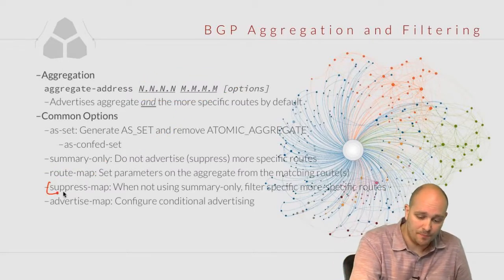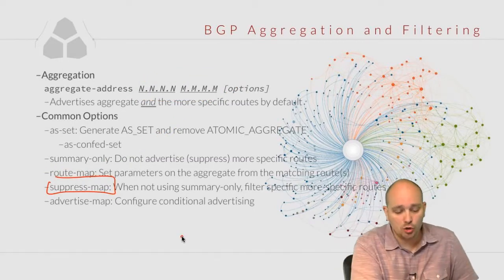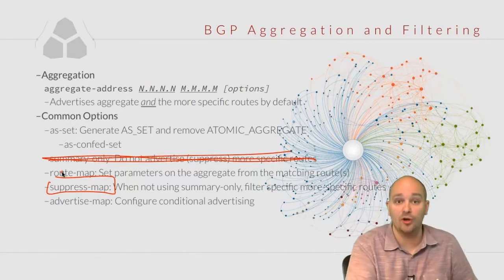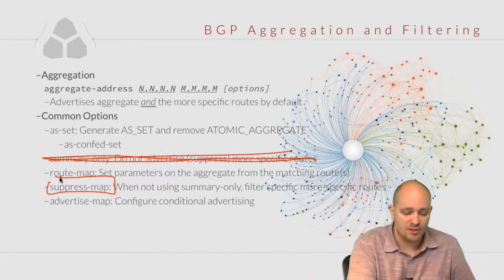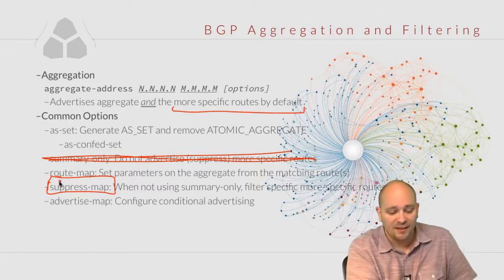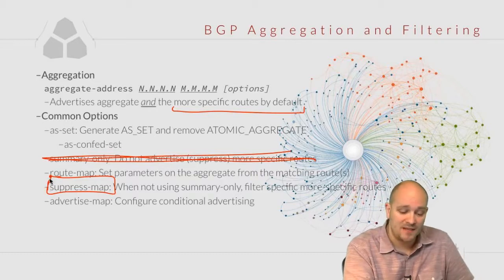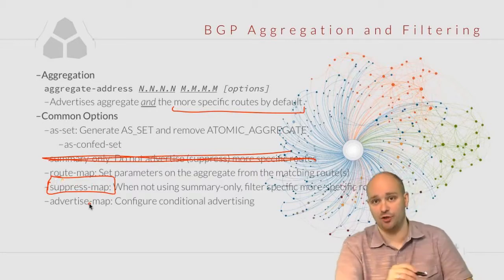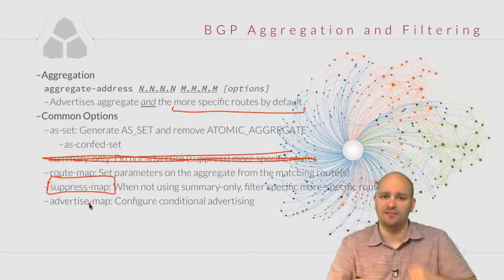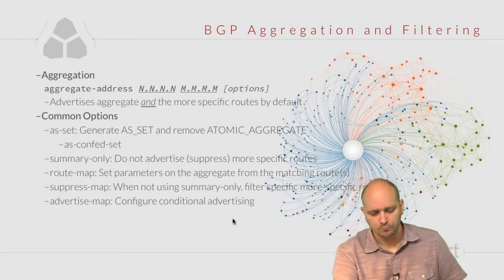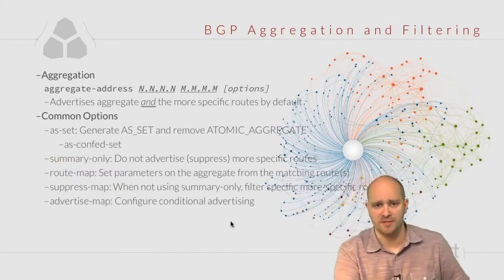Now, suppress map is used when it's not used with summary only. So these two are kind of mutually exclusive, because summary only will suppress everything. The suppress map simply means advertise more specific routes, but not all of them. Advertise only those that match the route map that has been referenced after the suppress map. So we can selectively suppress those more specific routes. Let's now take a look at some of this in action.